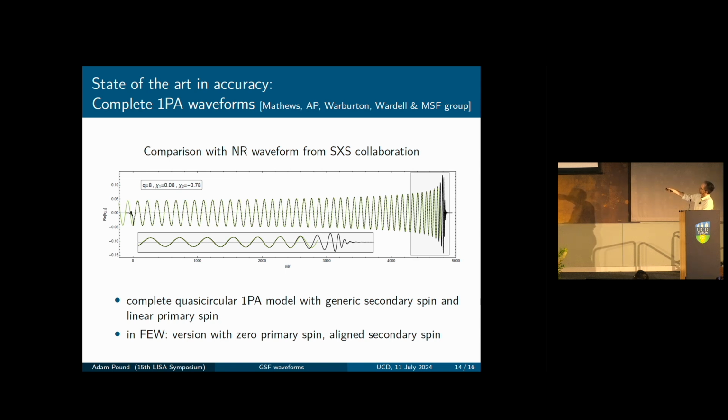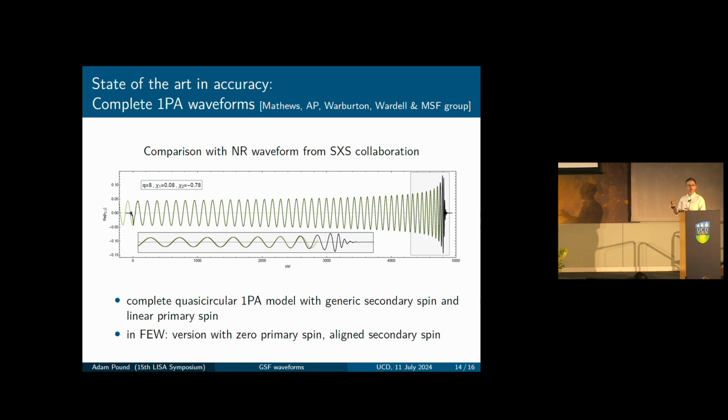So this is a case with a small spin on the primary. We can't handle full generic spin on the primary yet. And this is with a very rapid spin on the secondary. These are anti-aligned, but we also have a model where the secondary spin is not aligned with anything. And here we see that even for mass ratio 1 to 8, we accumulate almost no phase error until quite late in the inspiral. So this here is just zooming in on this little patch at the end. But then we rapidly dephase towards the end.